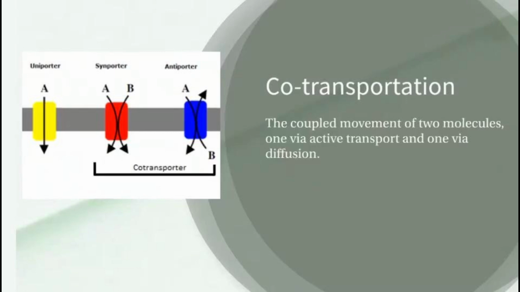This can either be in the same direction or in the opposite direction. If it's in the same direction, we call that a symporter. And if it's in the opposite direction, we call that an antiporter. Basically, it's like the glucose is piggybacking on the movement of the sodium. This normally happens with ions, and one thing will be moving with the concentration gradient, from an area of high to low concentration, and this allows the carrier protein to pump a secondary molecule in the opposite direction, so from areas of low concentration to high concentration.